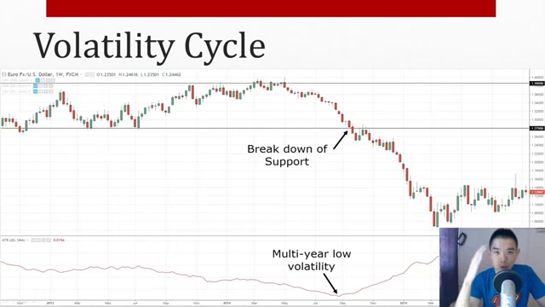The retail are still unaware. The news, the media are still not looking at the market. So this is the best time to actually enter your trades.